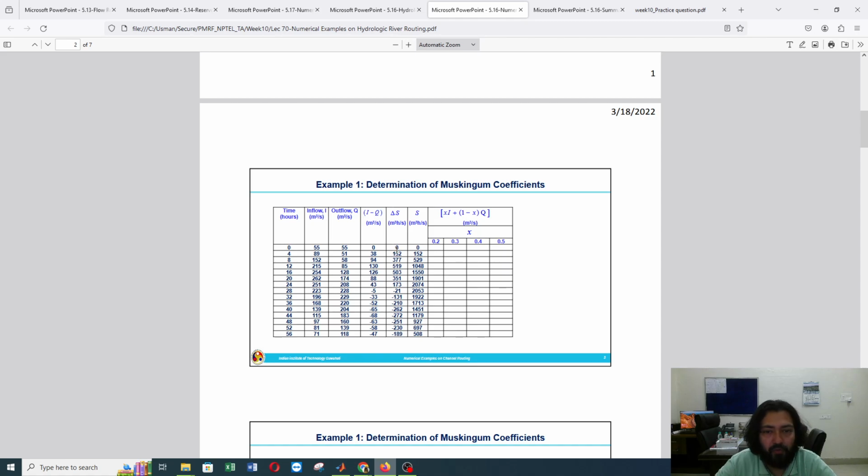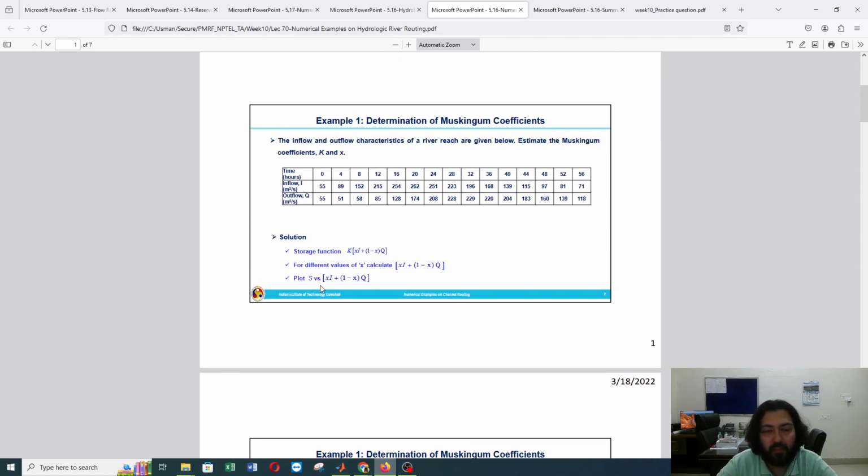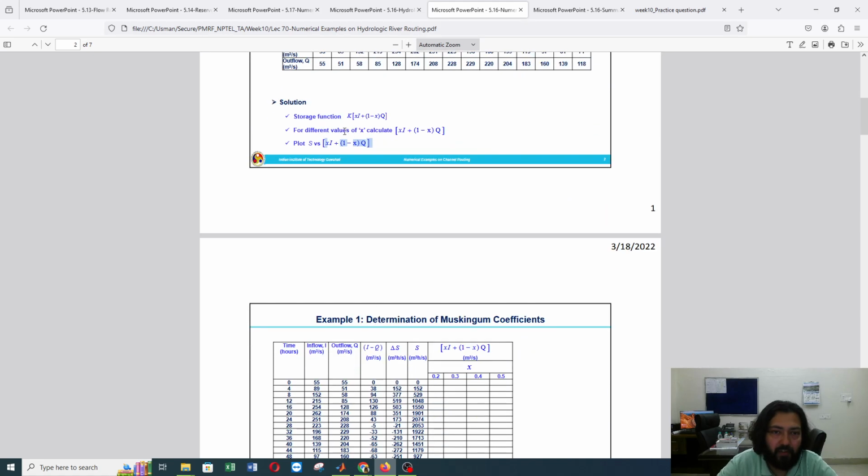But if we want to find the storage, then we can take the cumulative of delta storage, that is 0 plus 152, 152 plus 377, 529. So S is nothing but the cumulative of delta storage. We know the value of S because we want to plot S versus this term. So we have calculated first the value of S, that is the storage. Now we are going to find this term for different values of x.